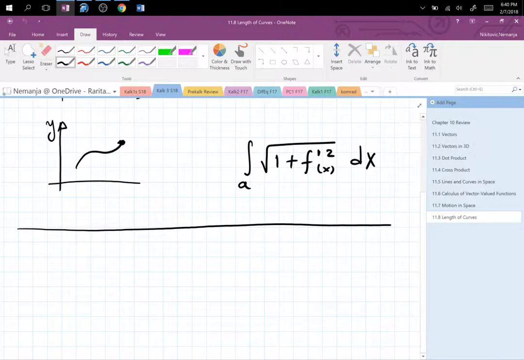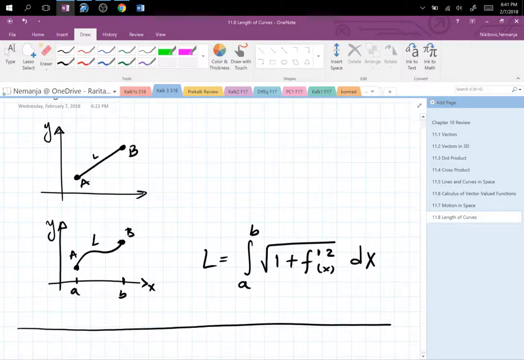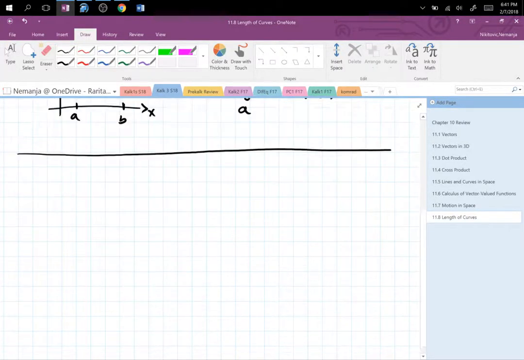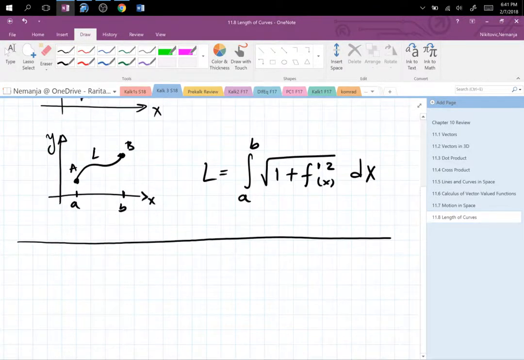Now I want to move from here into a parametric case. Come on, stop it. It keeps erasing stuff that I write. It's really annoying.